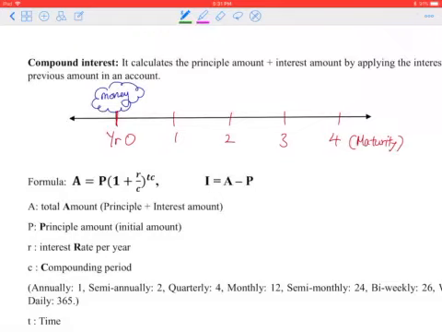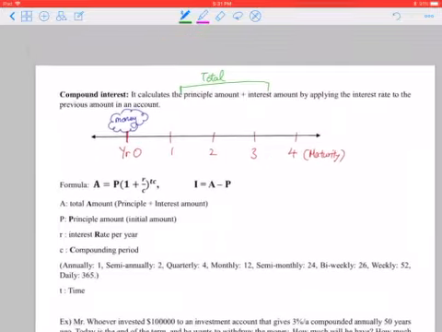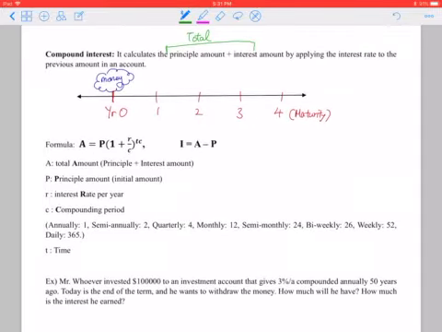So the compound interest is slightly different from the simple interest. It's a lot more widely used in real life. Not as much as what we're going to talk about in the next lesson, which is annuity, but this is the basic of that. So the compound interest means that it calculates the principal amount plus the interest. So this is the total amount. It calculates the total amount by applying the interest rate to the previous amount in the account.